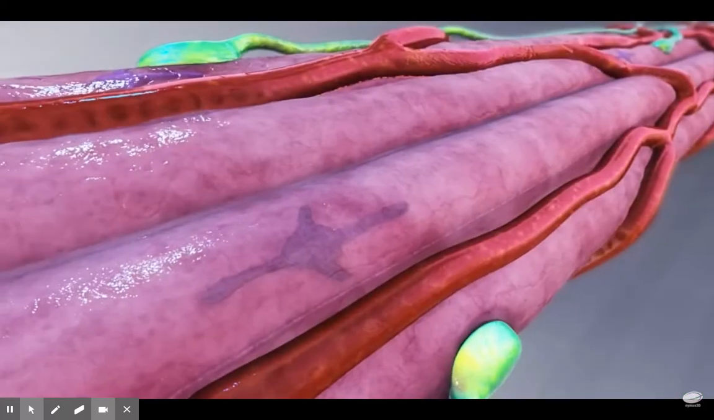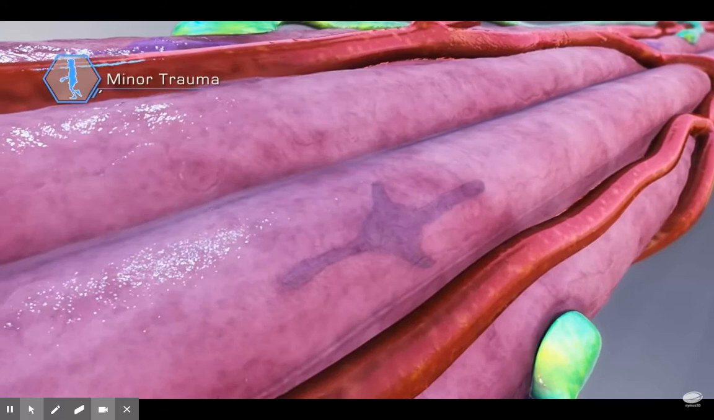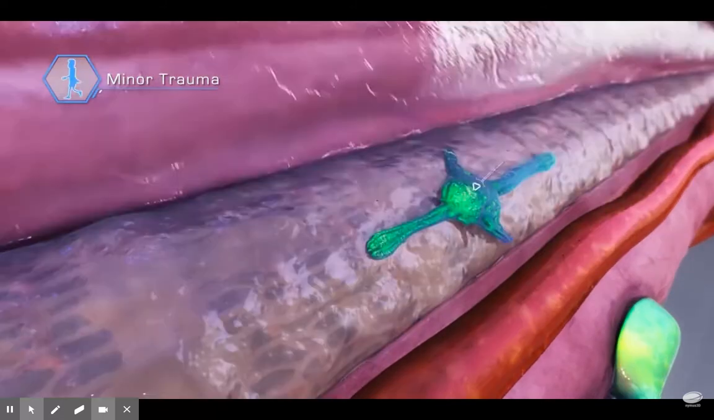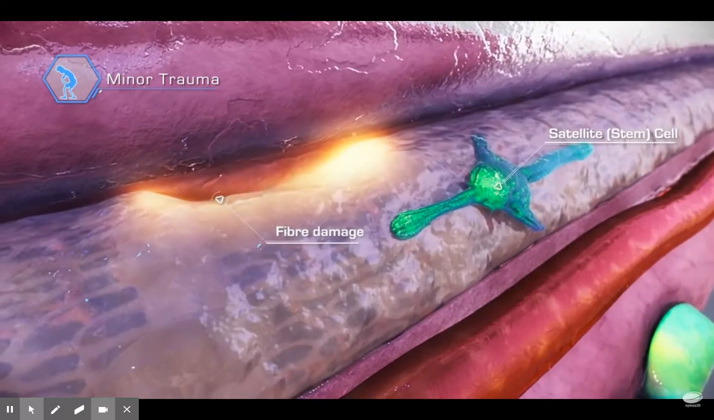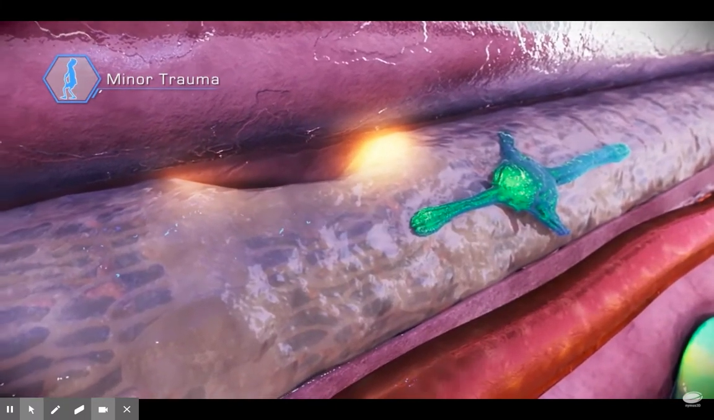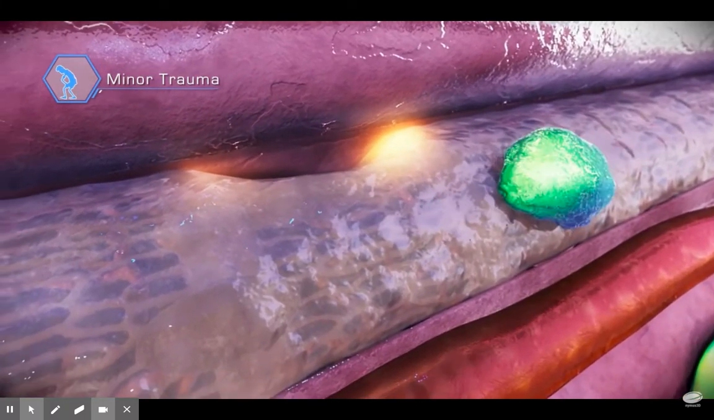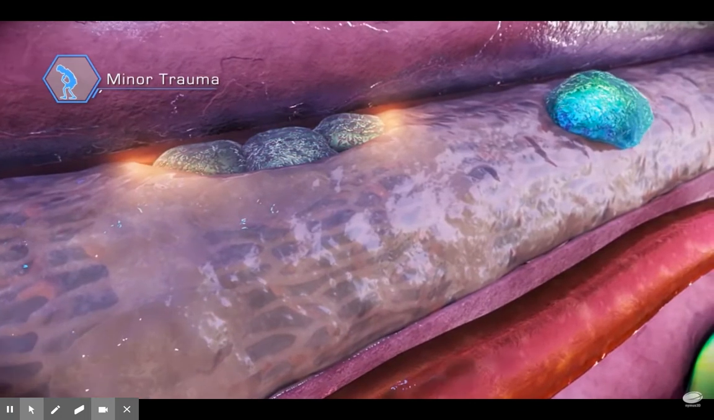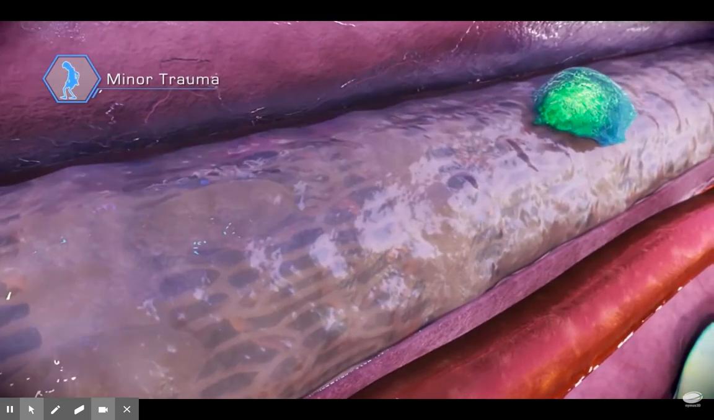Minor trauma events are common in the human body. Following damage to the muscle fiber, nearby quiescent muscle stem cells are prompted to activate and dislodge from their niche. After cell division, the resulting daughter myoblasts differentiate, then fuse with the damaged myofiber and restore its integrity.